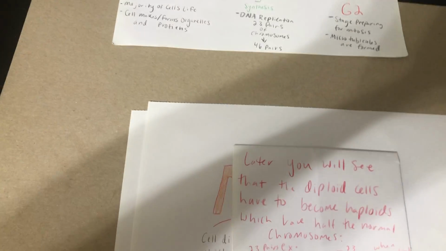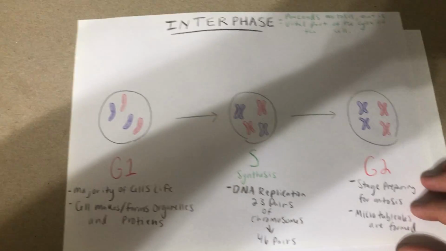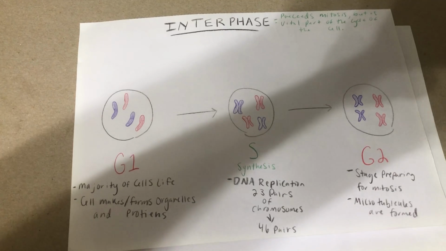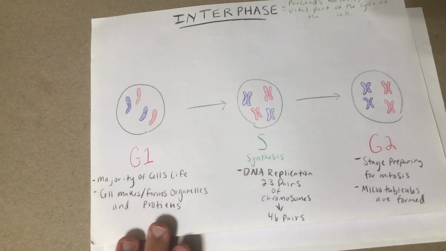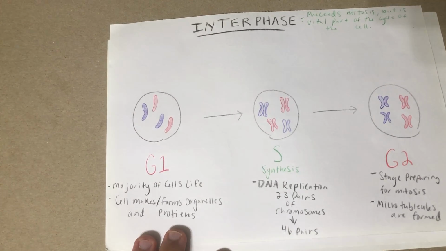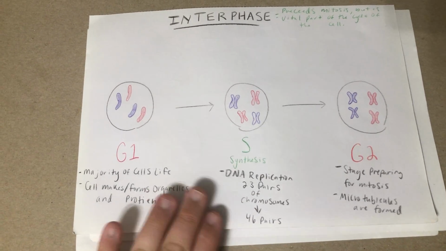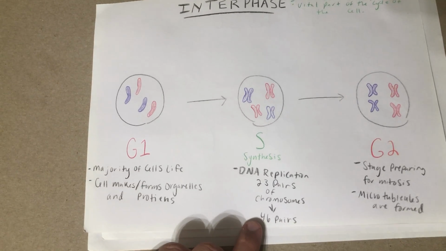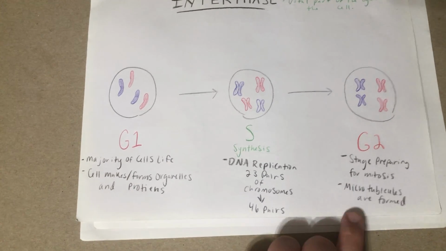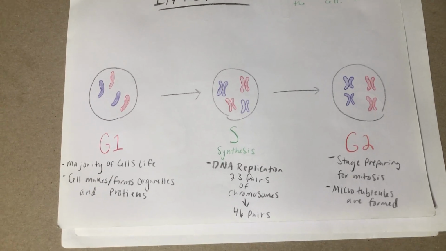The first stage of meiosis is interphase again. In interphase, we have the same stages, G1, S, and G2. Similar things occur. In G1, the cell will spend the majority of its life, and it begins to form organelles and proteins. In synthesis, once again, the DNA is replicated, but these are now diploids, and we begin to have 46 pairs. Then G2 is preparing for meiosis this time, and microtubules are beginning to develop.